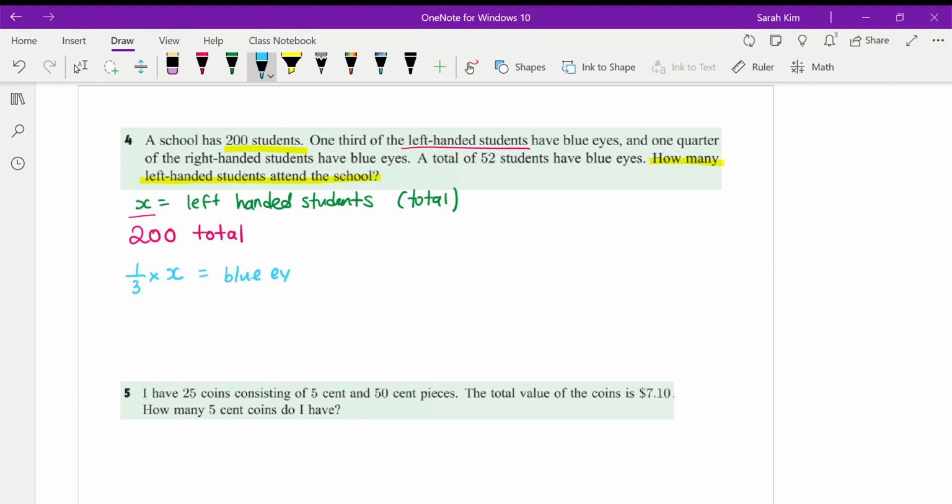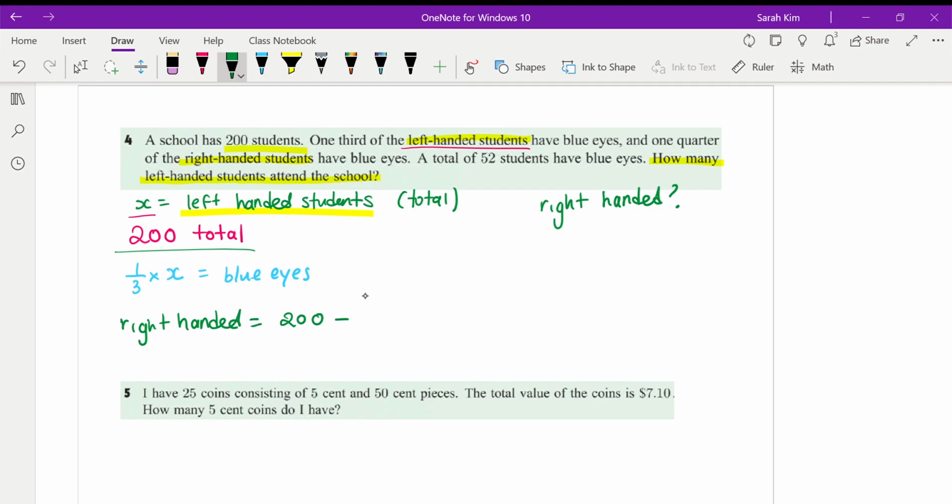Okay, cool, easy enough. And then 1/4 of the right-handed students. Now, notice it's right-handed, not left-handed anymore. We know the symbol for left-handed, but how do I write right-handed? Now, we don't want to use a different symbol. Remember, we always want to use X. So have a think about it. There's 200 people in total. You're either going to be right-handed or left-handed. If X amount of people is left-handed, then right-handed people would be pretty straightforward. It's just the total amount, take the left-handed amount. So that is your right-handed people.